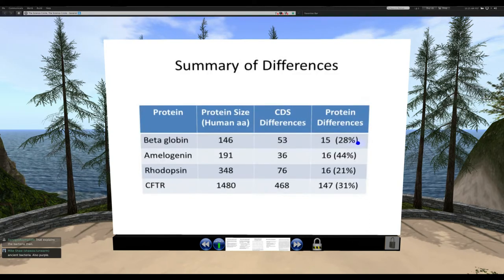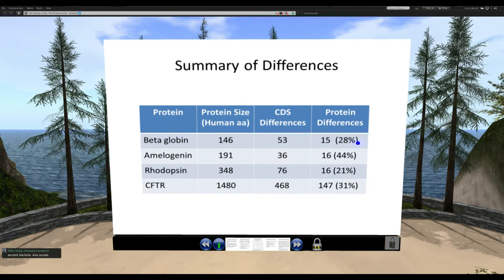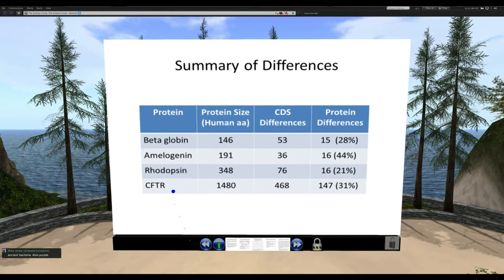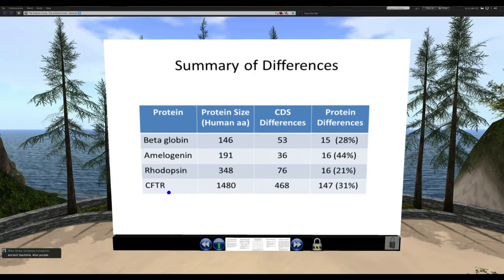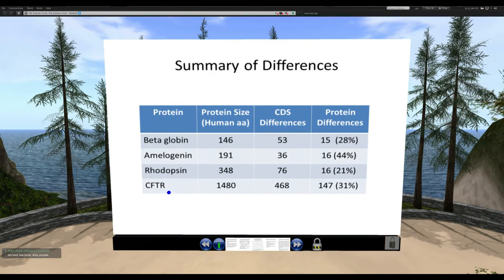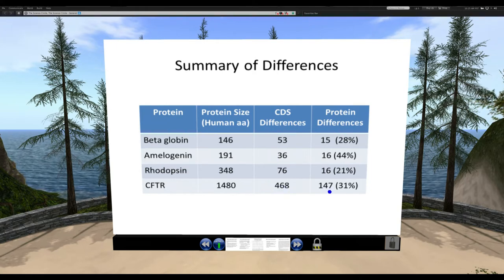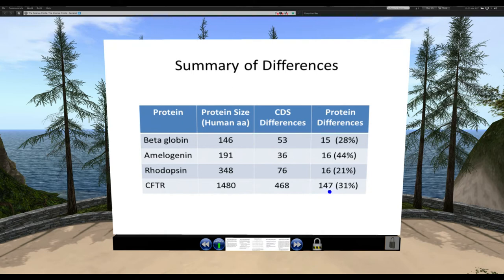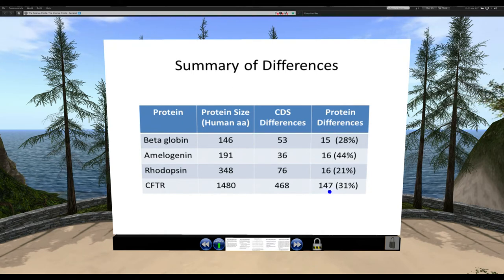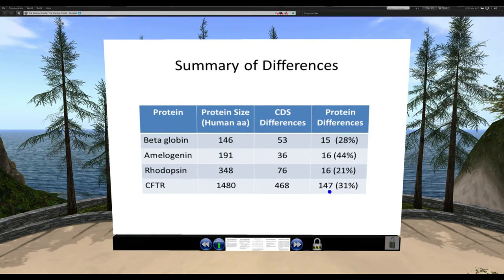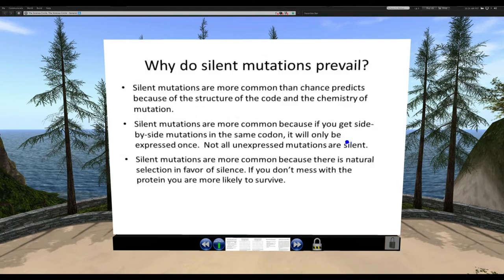But those are all relatively small proteins. So I also looked at one larger protein. This is the cystic fibrosis transmembrane regulator sequence, which is a chloride transporter in the cell membrane. And it has almost 1,500 amino acids. There are 468 coding sequence differences and 147 differences in the proteins. So that is roughly between what we see in amelogenin and what we see in beta globin. And again, there are just way more silent mutations than there are non-silent mutations.